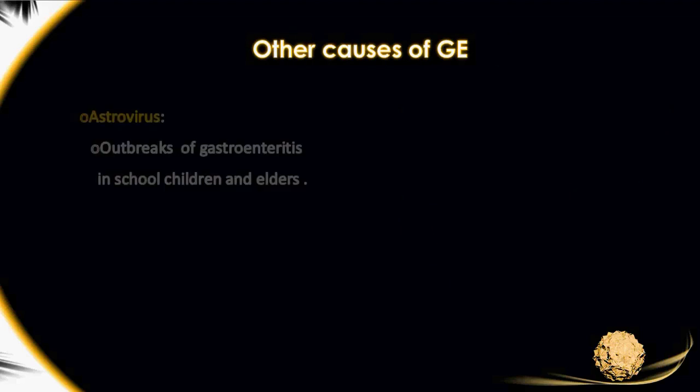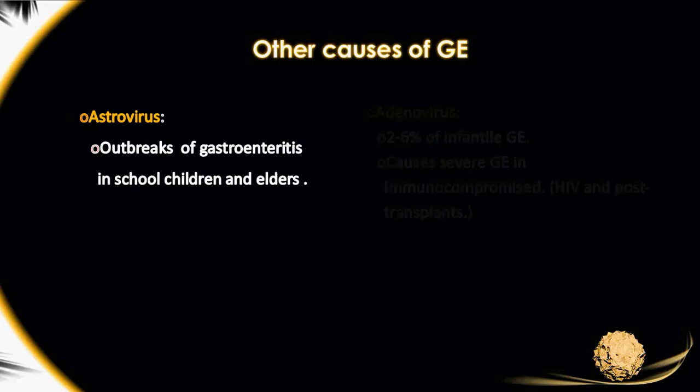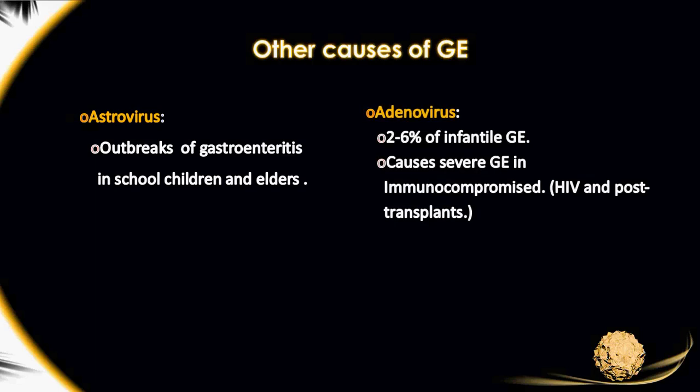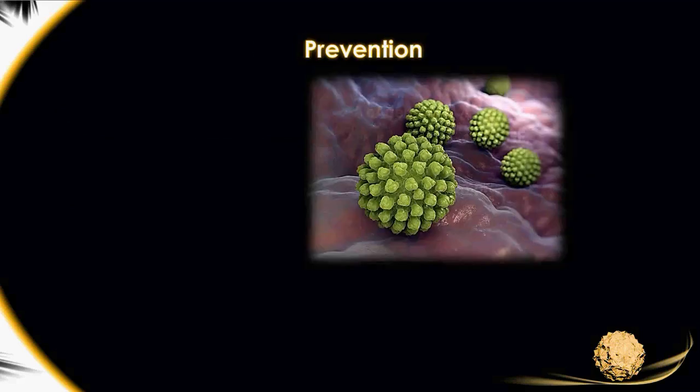Finally, there are other viral causes of gastroenteritis, like astrovirus, which can result in outbreaks of gastroenteritis in schools and among children. Adenoviruses cause less than 6% of infantile gastroenteritis. However, severe cases can occur in immunocompromised individuals, especially those with HIV and post-transplant patients.